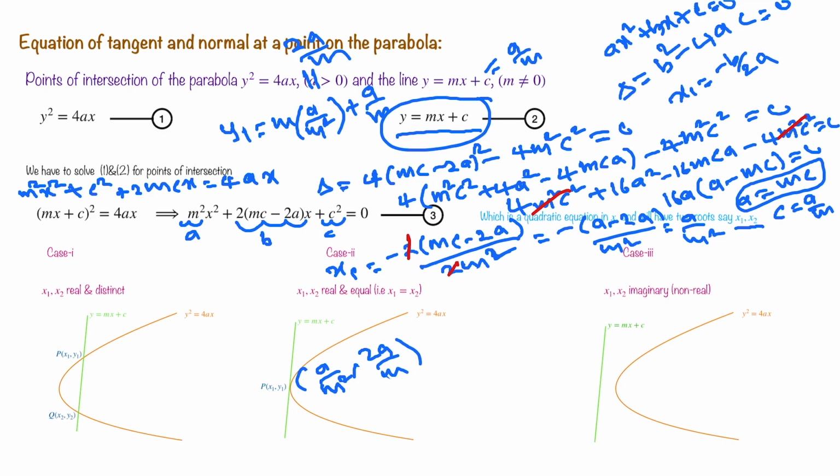When c equals a by m, this line y equals mx plus c will be a tangent to the parabola y squared equals 4ax, and the point of contact is (a by m squared, 2a by m). Fine?